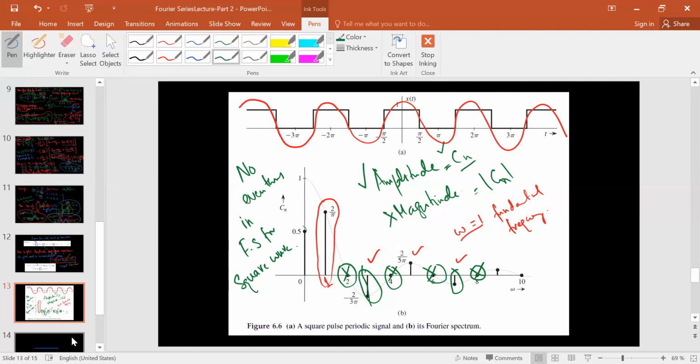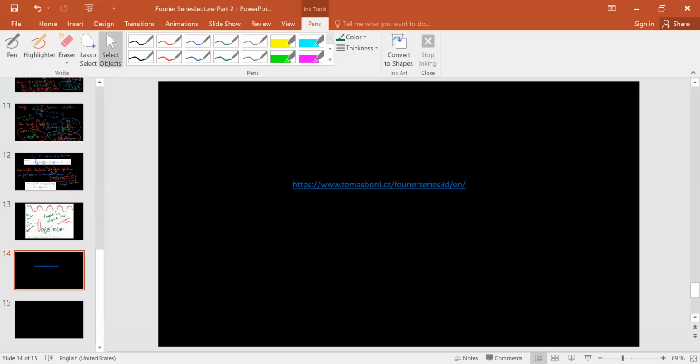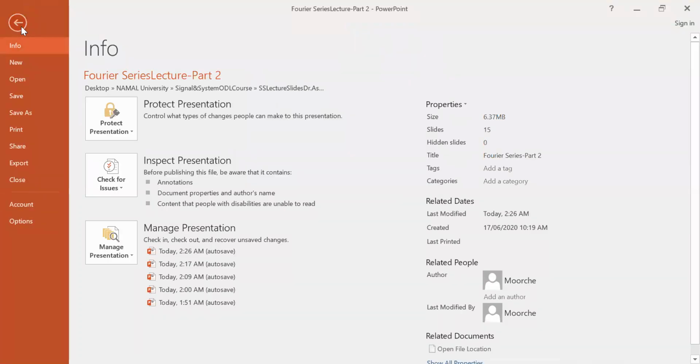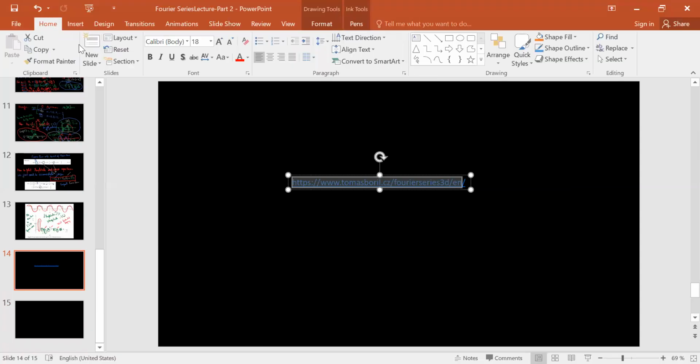Okay, then there is a very interesting web page where you can see what we mean by Fourier series. I will copy it now here. Sorry, I will copy it, take it to my browser, paste it here, and press enter.